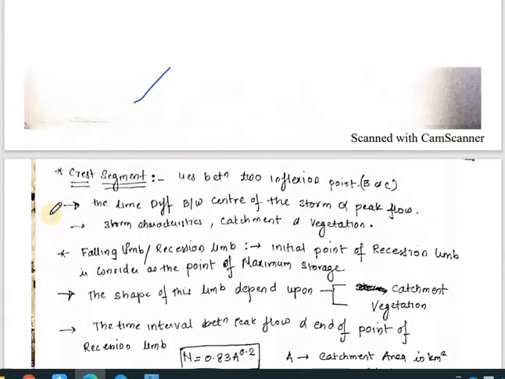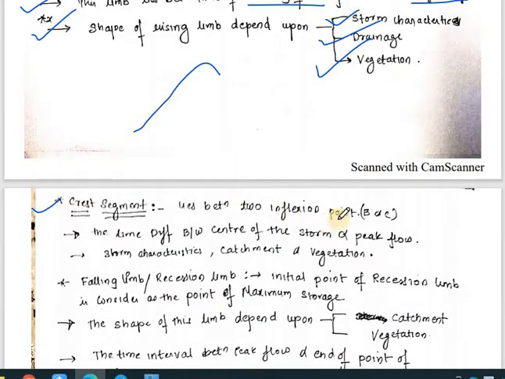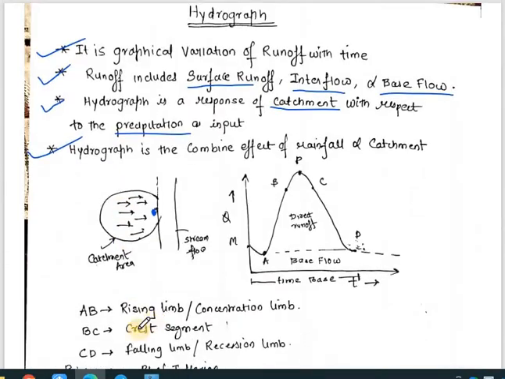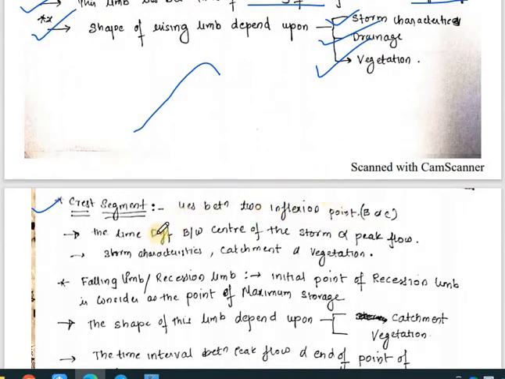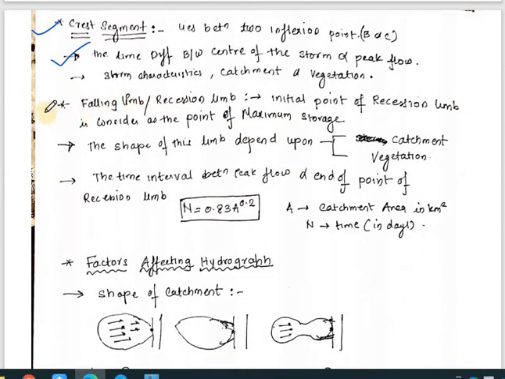Okay, after that, there is the crest segment. It lies between the inflection points, as I've told you. Point C and point D are also called the points of inflection. It is basically the time difference between the center of the storm and the peak flow. It is also affected by storm characteristics, catchment, as well as vegetation. So its shape will also depend upon these three characteristics.